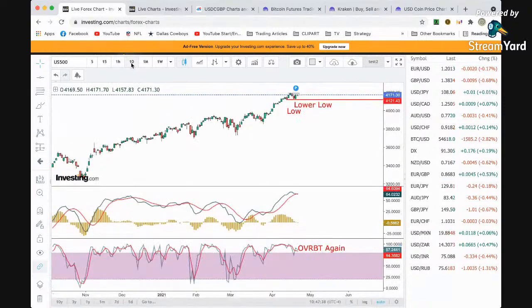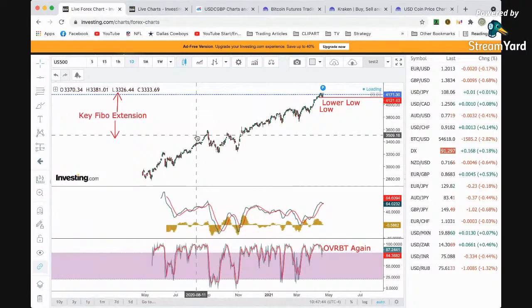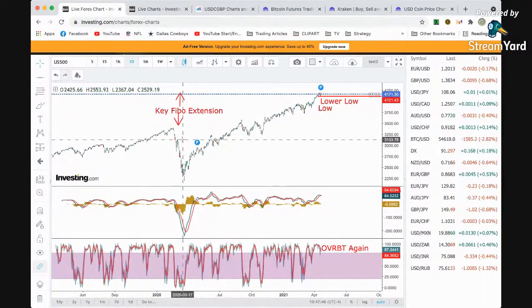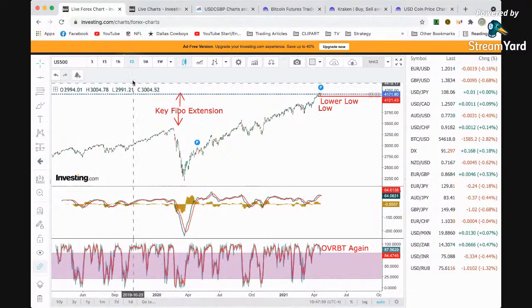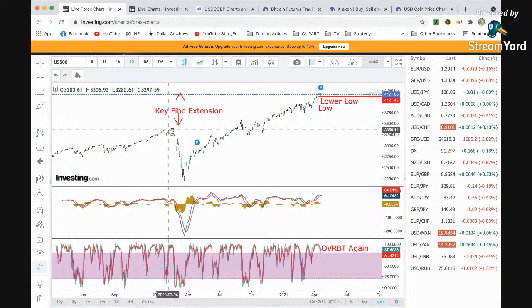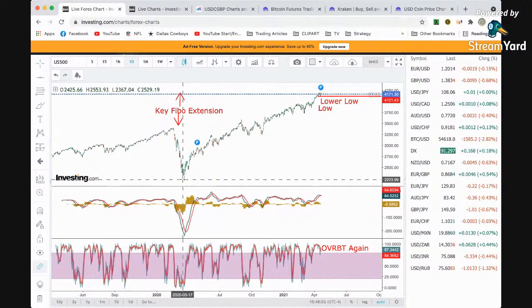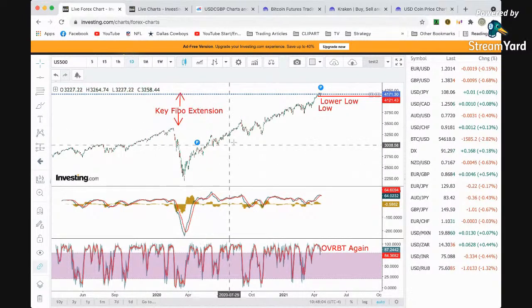I'm making this video today because this market is looking kind of suspicious. This is the S&P 500, and I'm looking at the daily chart. This is our decline in 2020, February, and this is the decline to March. We've been on a pretty vicious run since March.